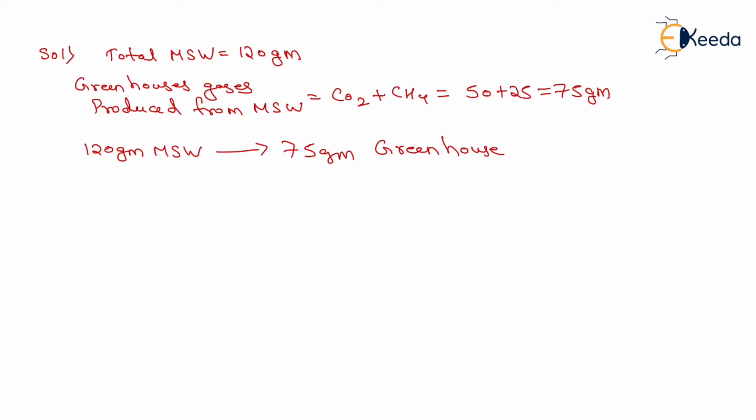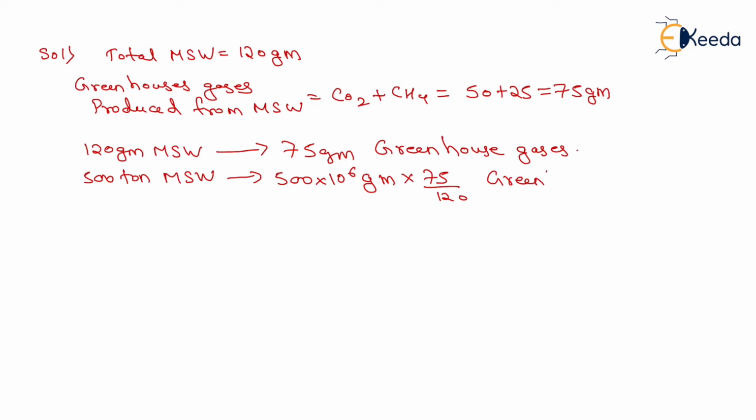Now the total municipal waste production is 500 ton per day. Okay, now we need to find for 500 ton per day. So for 500 ton municipal solid waste production, what will be the greenhouse gas production? It will be equal to 500 into 10 to the power 6, as we have converted ton into gram, into 75 divided by 120. That will be the greenhouse gas present in the 500 ton of municipal solid waste. Its value will be equal to 312.5 into 10 to the power 6 gram per day. Now that will be the total greenhouse gas that will be produced from 500 tons of municipal solid waste.